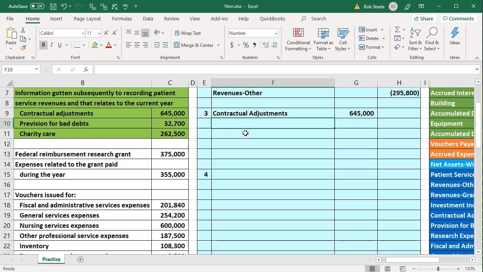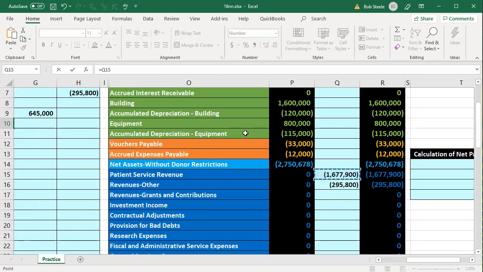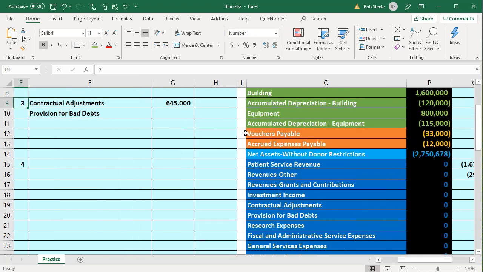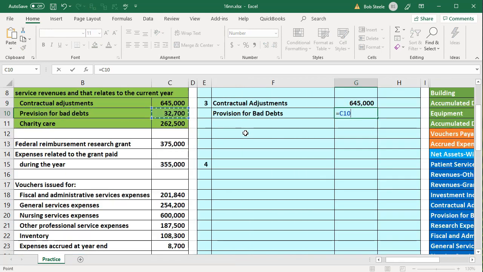The other side of this is going to be accounts receivable. We will record that later. We're going to pick up the provision for bad debts now, the expense side of it. So the provision for bad debts is going to be right here, kind of like bad debt expense for a for-profit organization. The amount then being that 32.7.